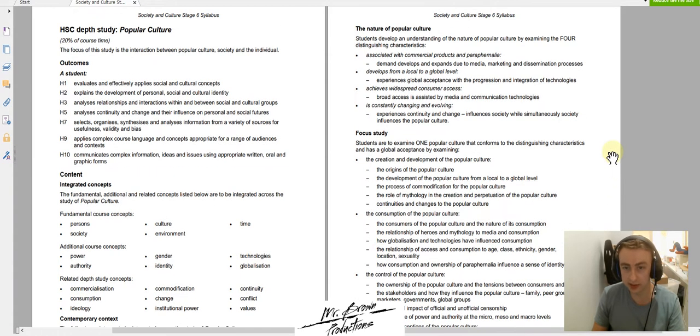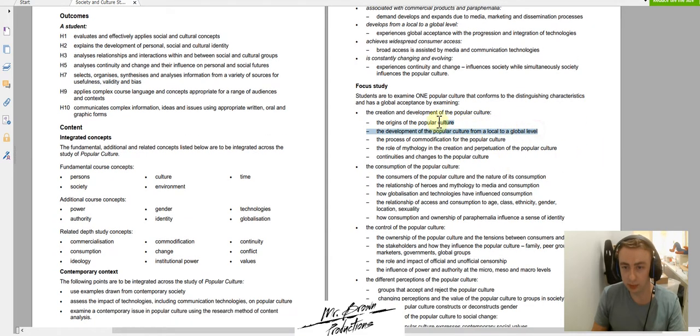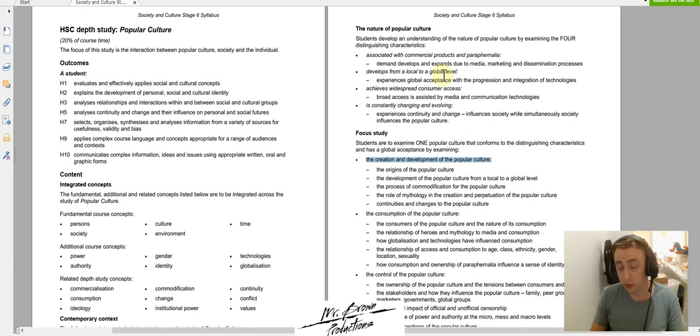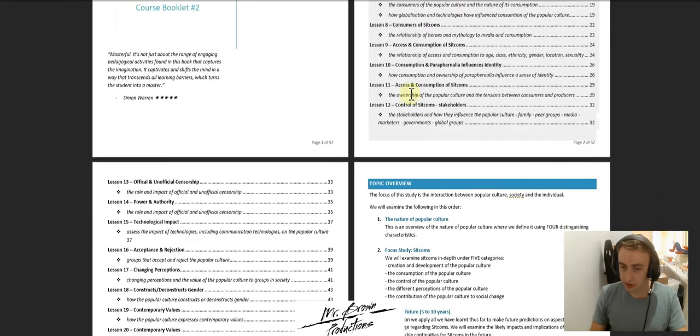So again, looking in our syllabus, it is these two bad boys right here. The overarching theme we're starting now is the creation and development of the pop culture. So we're really going to look at how it came to be, how it went from a national to a local, to global level, as we can see here in the syllabus dot point. This section is really unpacking a lot of this in more detail. So very important. Again, make sure you highlight and date it.